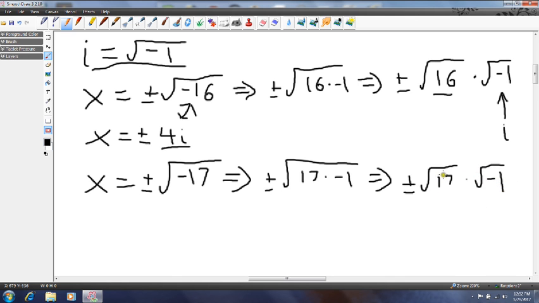I did this example just to show that we're not always going to get perfect squares as we did with 16 simplifying down to 4. Here we can't simplify the square root of 17, but we'll record our final answer as x is equal to plus or minus the square root of 17 times i, as opposed to having a -17 under our radical. So whenever you're solving an equation, you should always seek to get rid of any negatives under the radical by rewriting it as whatever it is multiplied by i.